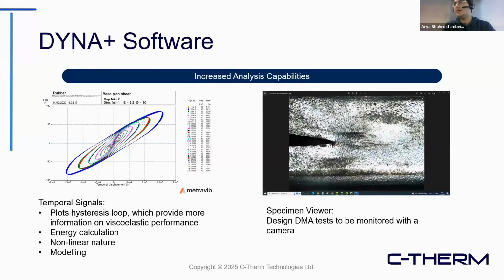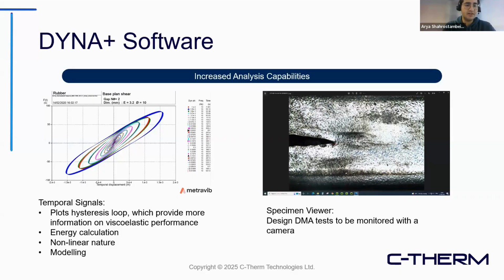Here I'm going to talk a little bit about Dynaplus software, which is the software the Metravib DMA uses to evaluate and analyze the material. On the right-hand side, you see the crack growth module. As you can see, a high-resolution camera tracks the crack propagation in the sample. On the left-hand side, you see the hysteresis loop, which is, again, the nonlinear analysis of the material. This is very unique to Metravib instrument.